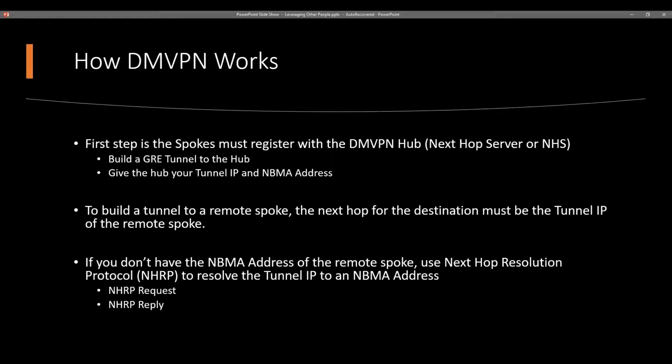What's going to happen is the spoke who is trying to do the resolution sends an NHRP request up to the hub. The hub is then going to respond back with the NBMA address to the spoke. It's going to be an NHRP reply. And this is why it's important that the spokes register with the hub. You're not just registering with the hub so the hub can build a tunnel back to you. You're also registering with the hub so other spokes can resolve for you.